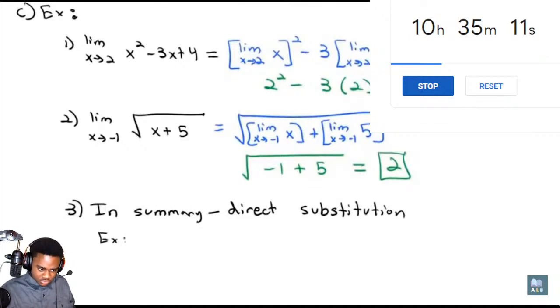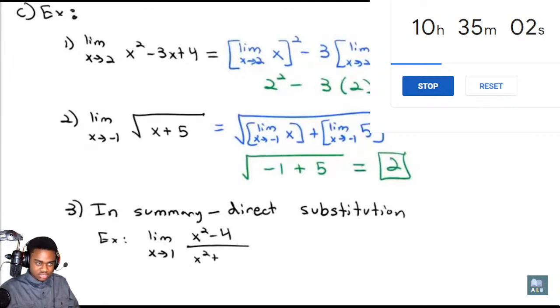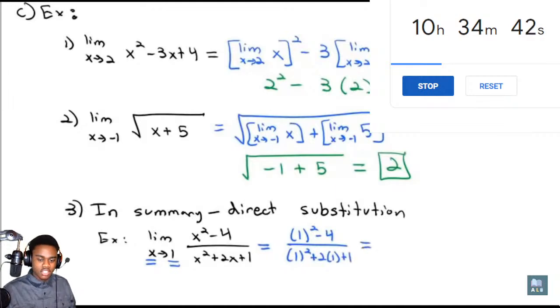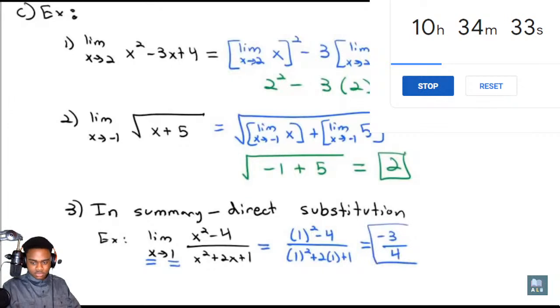In other words, if I had an example like the limit as x approaches 1 of x squared minus 4 over x squared plus 2x plus 1, what that really means is we can put the 1 in for the x to see what's happening around 1. If I put the 1 in, we get 1 squared minus 4 over 1 squared plus 2 times 1 plus 1. 1 minus 4 is -3, and 1 plus 2 plus 1 is 4. And so the limit as x approaches 1 is -3/4.